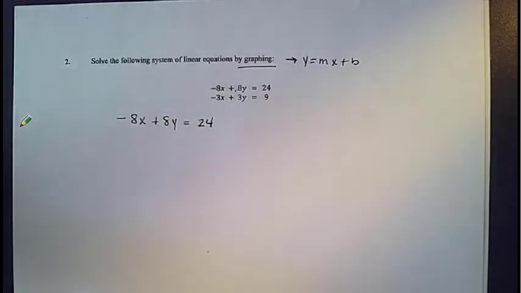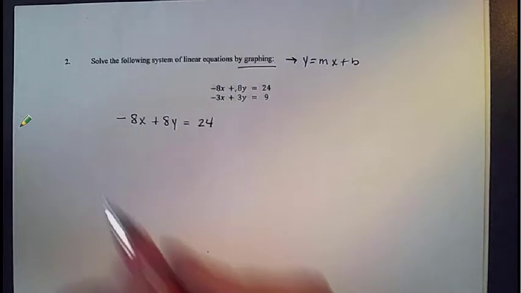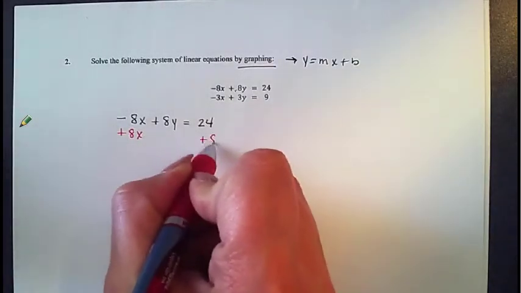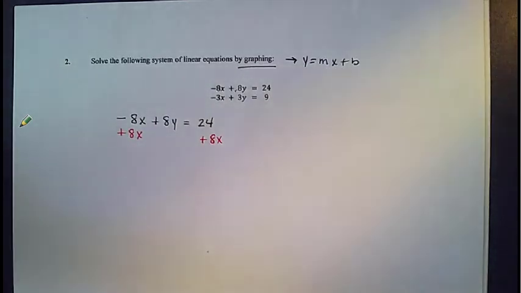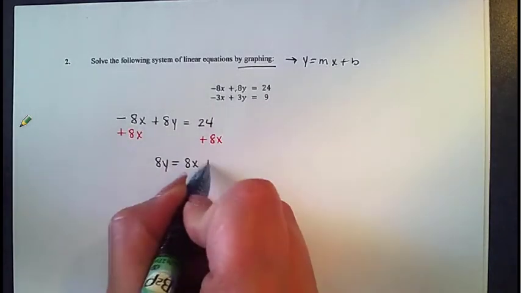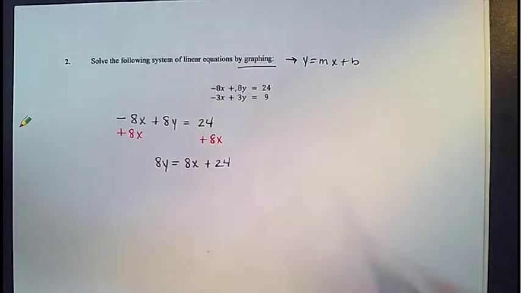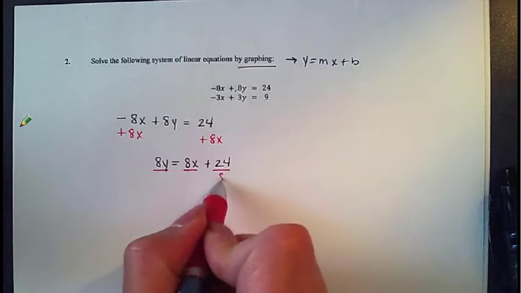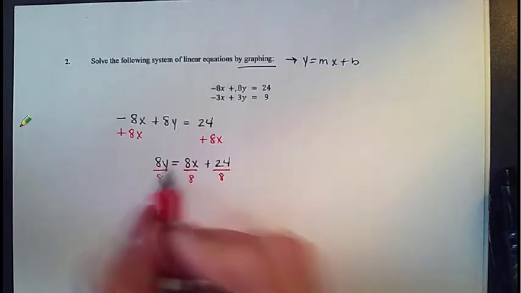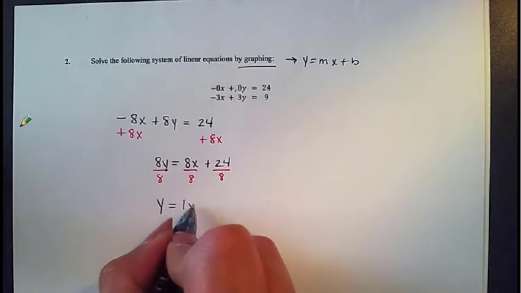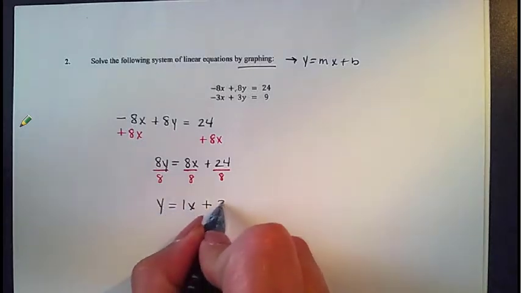And again, the same process. Every time we want to solve for y, we want to move our x first. So we're going to add 8x to both sides. Then we're going to get 8y equals 8x plus 24. And then we can come through here and divide everybody through by that 8. Reducing that down, we're going to get y equals 1x plus 3.